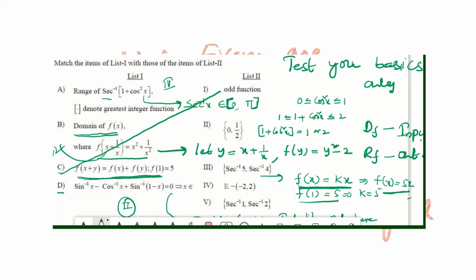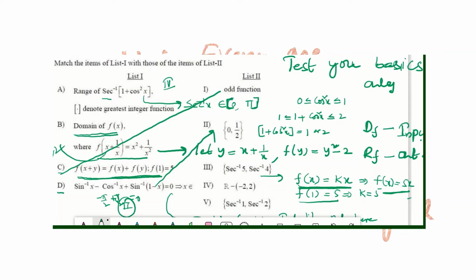By observation, I can say 0 and 1 by 2. Only two values are given, so I can check this here. If I take x equal to 0, sine inverse 0 is 0, cos inverse 0 is pi by 2, like minus pi by 2 and plus pi by 2, which will be equal to 0. Directly I am getting the required values by just simple observation. So I can match this, and the fourth one is completed.